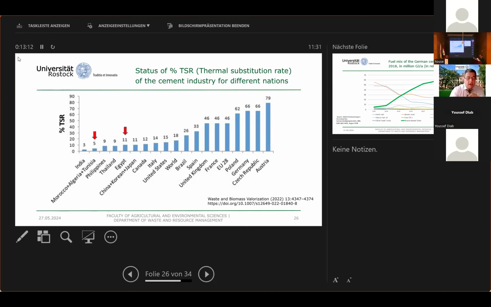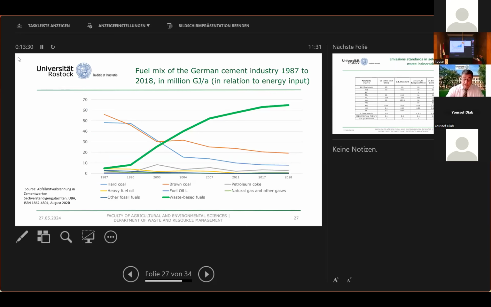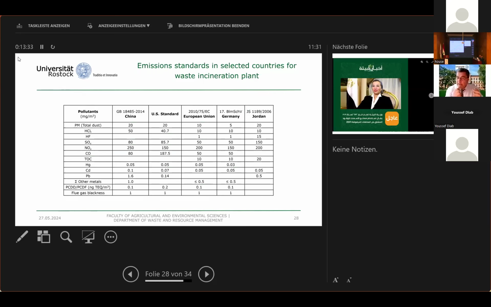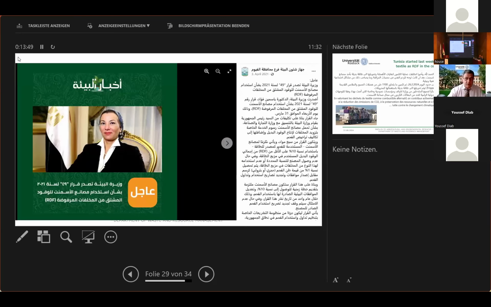if we look at Morocco, Algeria, Tunisia, it is only 5%. Egypt is 11%. But in Austria, about 80% of the energy needed in the cement industry is from waste. Why not think about it in the MENA region and in Syria? Everybody speaks about the regulations for the emissions. My suggestion: let us use the European emissions limits for the cement industry, and we can solve the problem. That's maybe the role of the ministry.